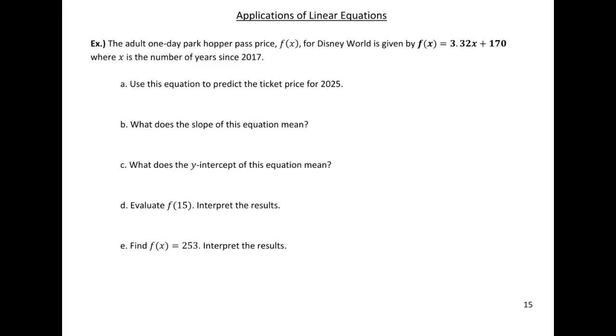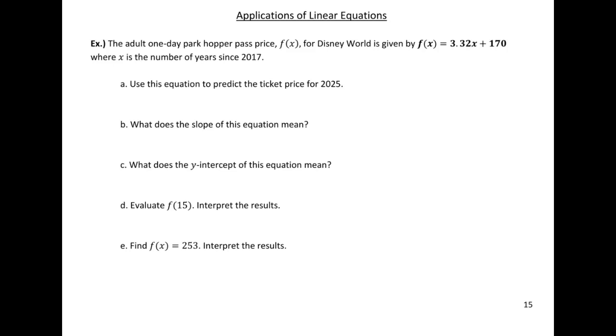In this video, I'm going to do an example of a linear equation applications problem, so being able to pull out information and know what it means. In this example, it says the adult one-day park hopper pass price, f of x, for Disney World is given by the equation f of x equals 3.32 times x plus 170, where x is the number of years since 2017.